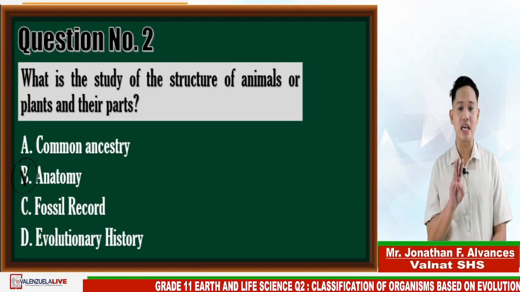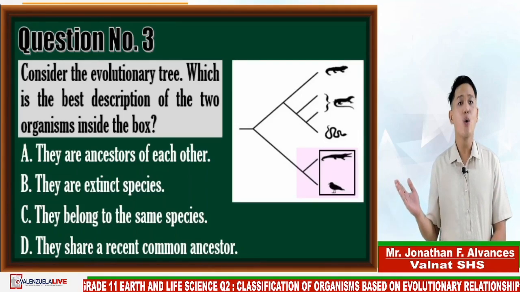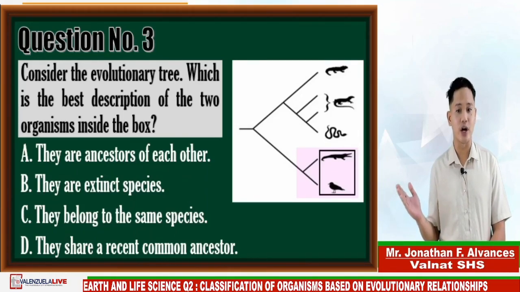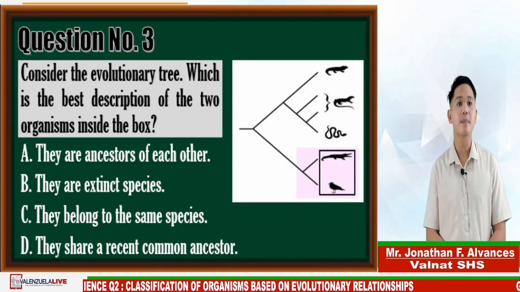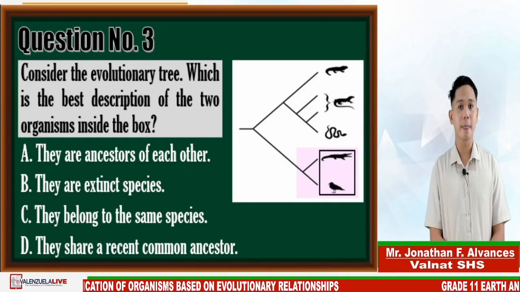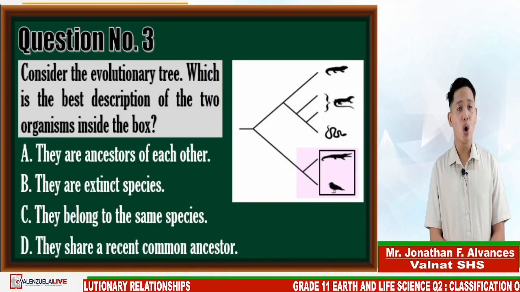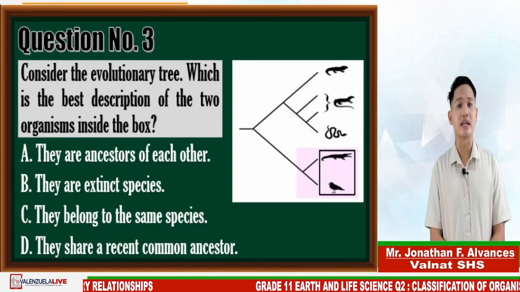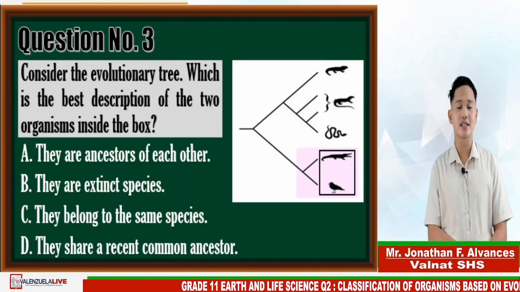Question number 3. Consider the evolutionary theory. Which is the best description of the two organisms inside the box? A. They are ancestors of each other. B. They are extinct species. C. They belong to the same species. Or D. They share a recent common ancestor. Your time starts now.